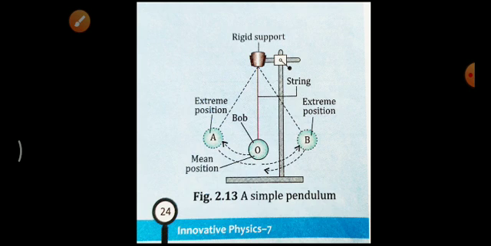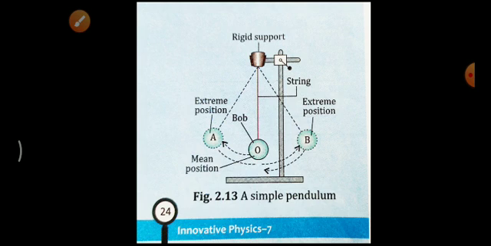One rigid support is there, a string is there, then the bob is there. The length of the simple pendulum is from that rigid support to the center of the bob. Then frequency is the number of oscillations completed by the bob in 1 second, and it is measured in Hertz. Time period is the time taken to complete one oscillation. Amplitude of oscillation is the maximum displacement from the mean position to the extreme position. So in this figure, OA and OB is the amplitude of the pendulum.